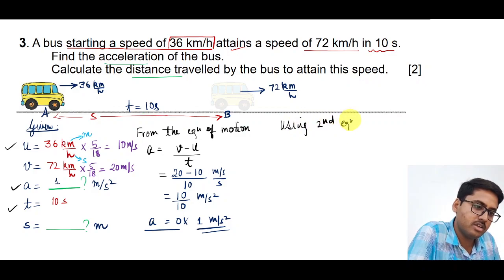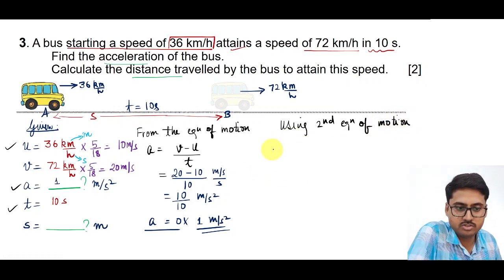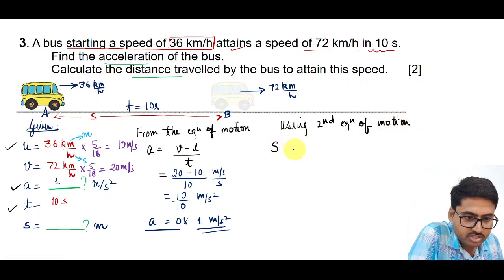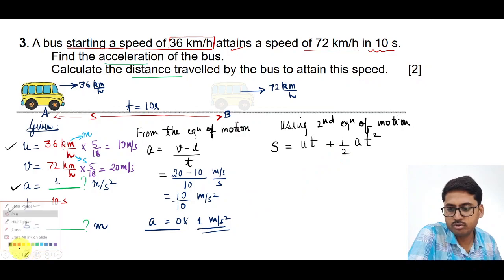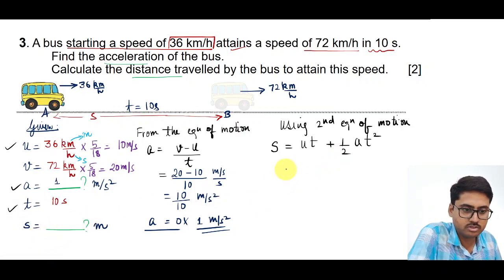Using the second equation of motion, I am focusing on calculation in this video so that you don't make mistakes. So the equation is S is equal to UT plus half AT square. Okay, so let's put the values from the given information.